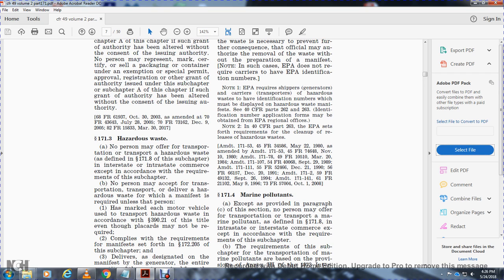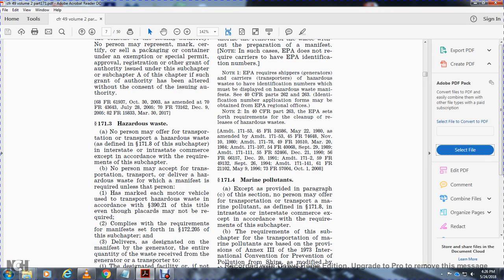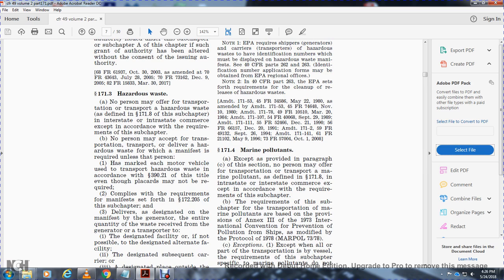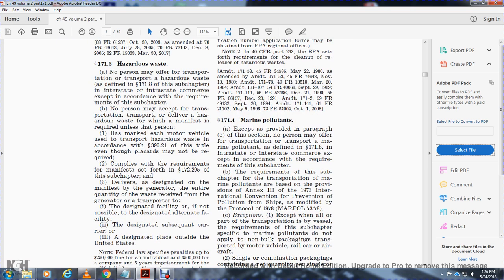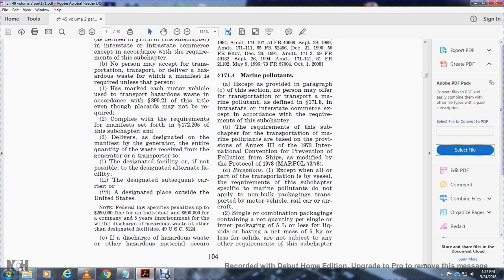390.21. The title has placards may not be required to comply with the requirements of the manifest set forth in 172.205 of this subchapter. The manifest must be delivered to the designated facility, reflecting the entire quantity of waste received from the generator and transported to the designated facility. If it is not possible to deliver to the designated facility, an alternate facility is designated, or the waste is returned to a designated place outside of the United States.